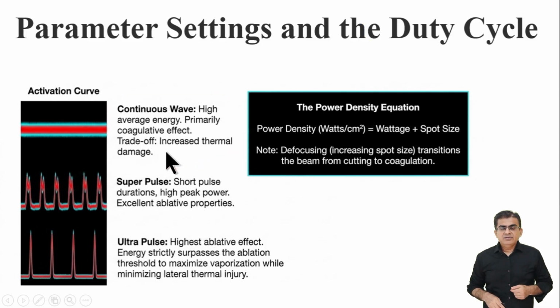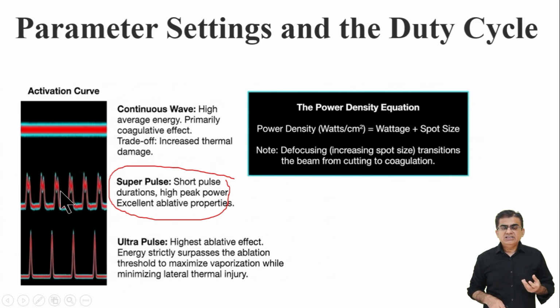Now look at the middle curve. This is the super pulse. Notice the dark spaces between the sharp red energy spikes. These empty spaces represent the time off between these short pulses. This short resting time is exactly what allows the tissue to safely cool down.